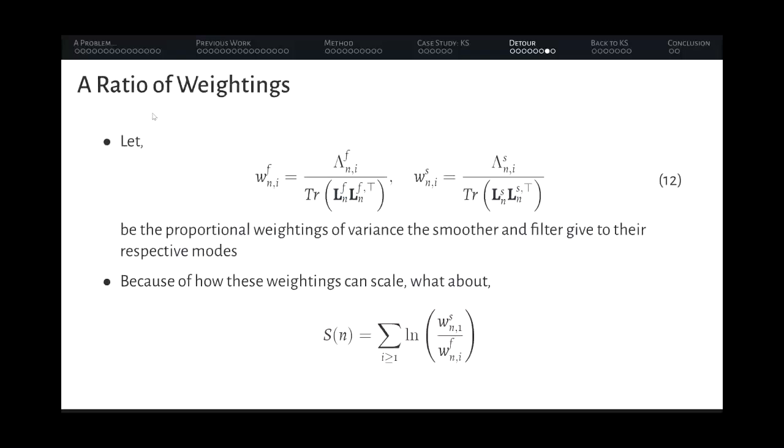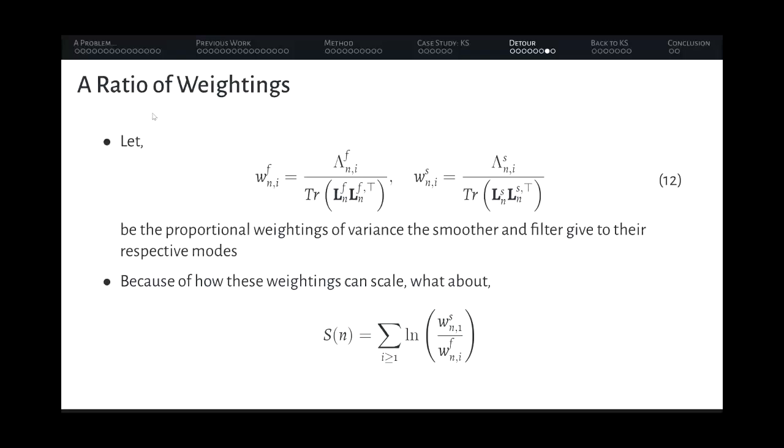Now, you want to look at proportions. The smoother is always going to be more certain than the filter, and I want to get rid of that. I just want to look at proportions. So I take the weighted, normalized eigenvalues and compare those: proportional weightings of variance given to each of the respective modes in the smoother and the filter. And here's a score. Because they can scale really small and really large, I'll just put a log on it. So the sum of this quantity.